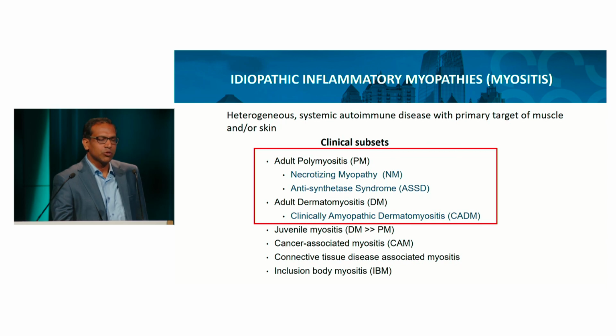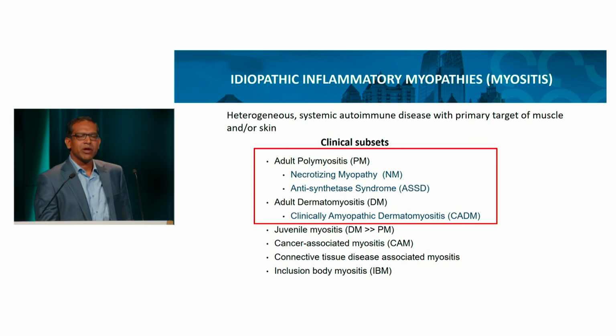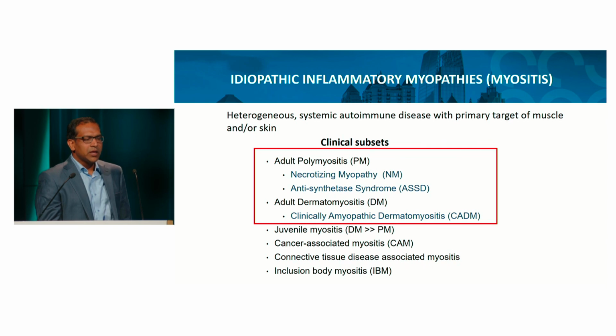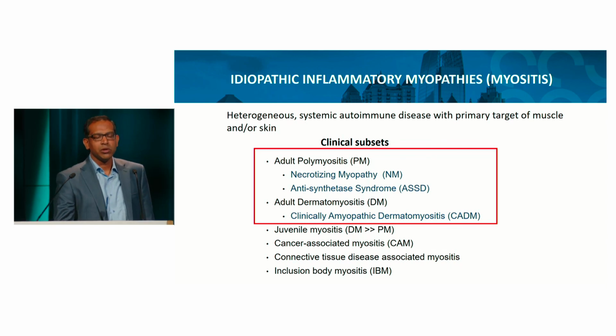Adult dermatomyositis is probably one of the largest subsets, but we now also recognize clinically amyopathic dermatomyositis, specifically due to its association with severe interstitial lung disease and anti-MDA5 antibody. Then, for this talk, when I refer to myositis, I'm mostly referring to this clinical subset, where it's adult polymyositis and dermatomyositis subsets.